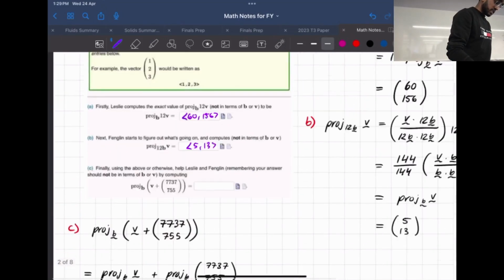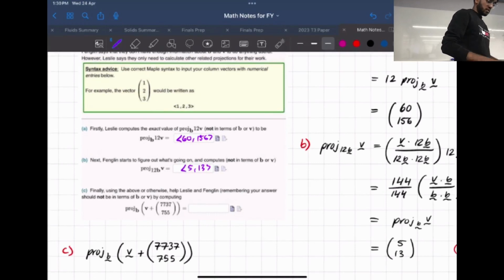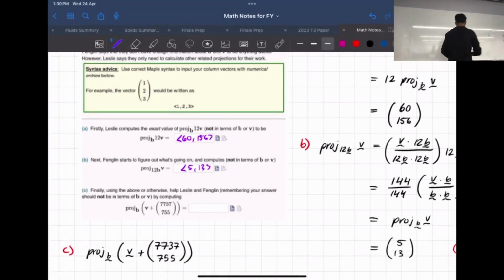Okay. This next one's a bit tricky. Did anyone get it? No? Did you get it? Okay, good. Anyone else? You got it as well? Alright, sick.